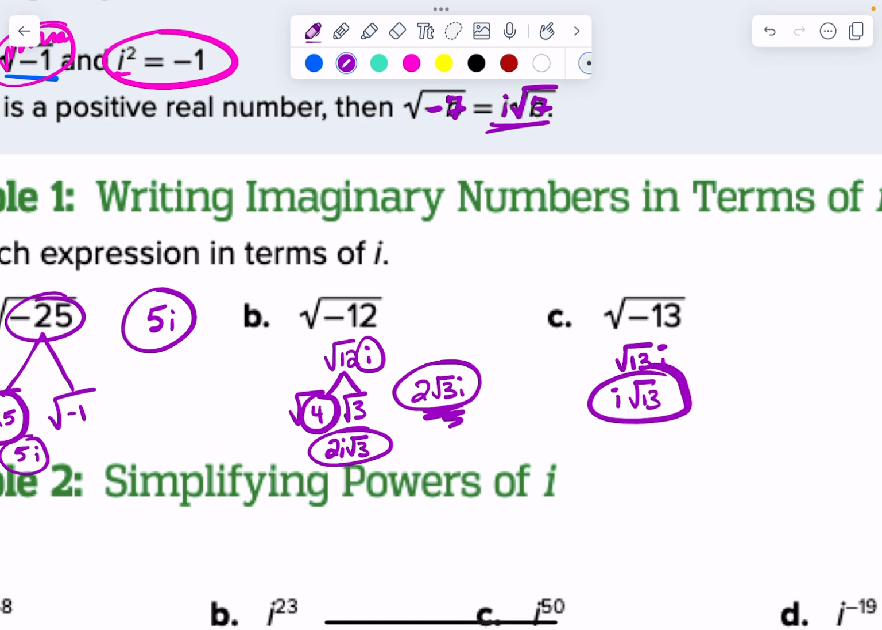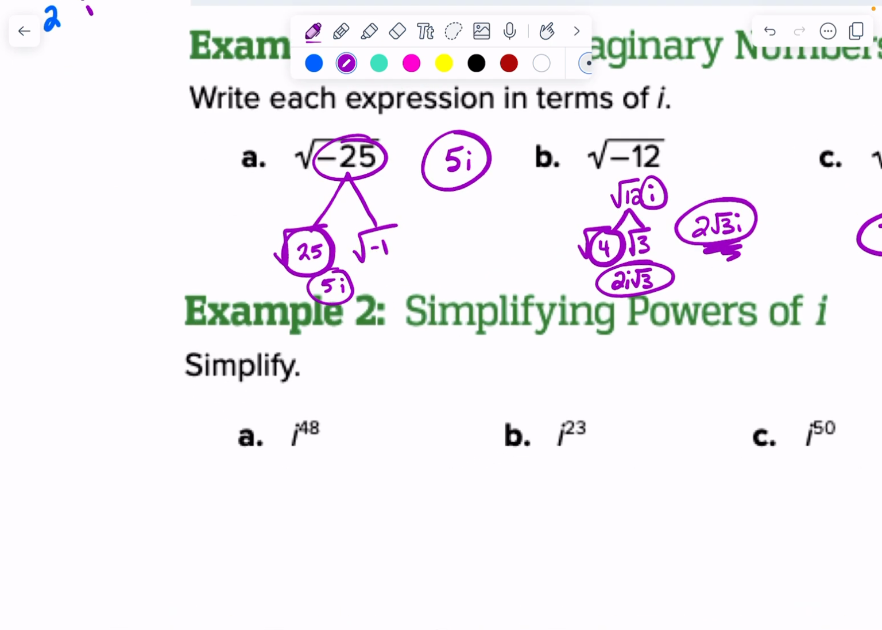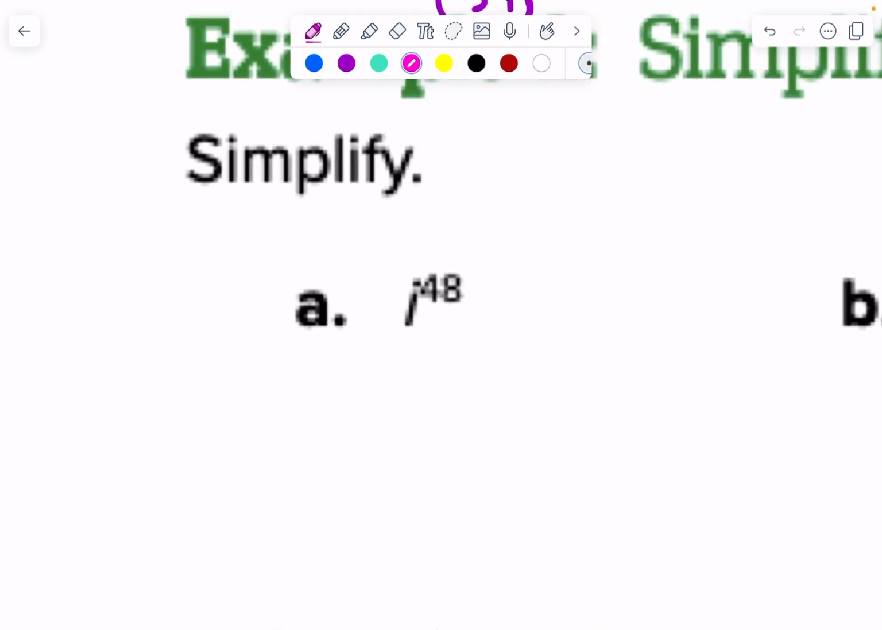Now, the square root of 13 is not like 12. It will not break down into anything because 13 is a prime number, so it will literally just be i square roots of 13, and you're done, okay? These are exciting. You're not going to be real excited about this, but these are exciting.